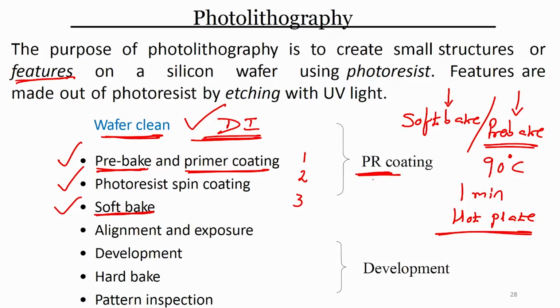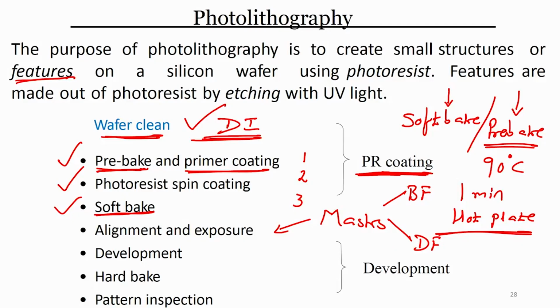the steps for PR coating would be: first step, pre-bake and primer coating; second step, photoresist spin coating; third step, soft bake. Then, if you remember, I have shown you masks. What are the types of mask? Bright field mask and dark field mask.